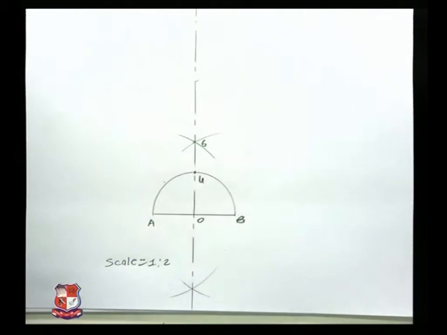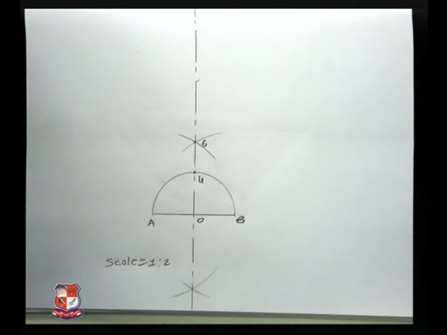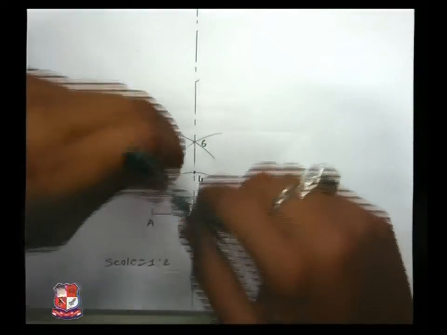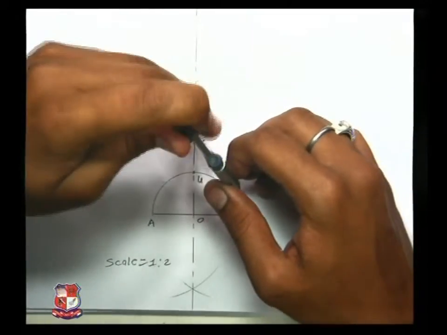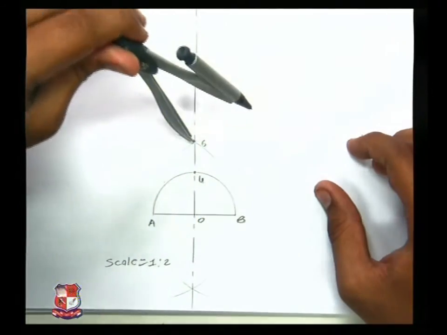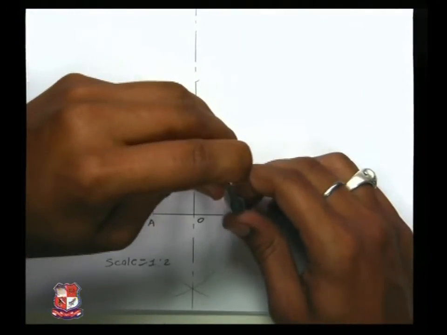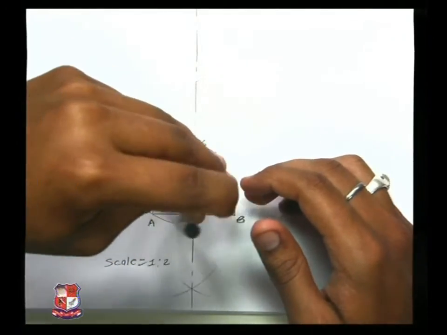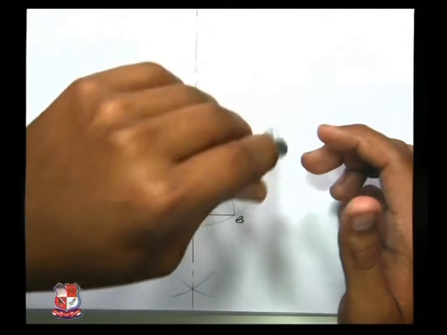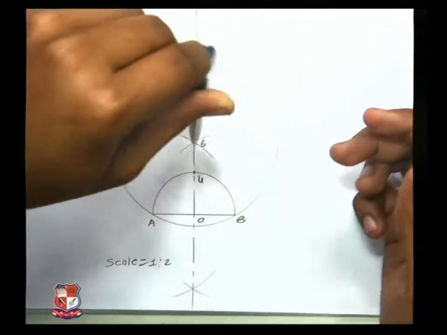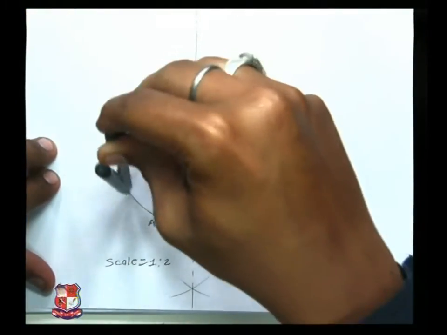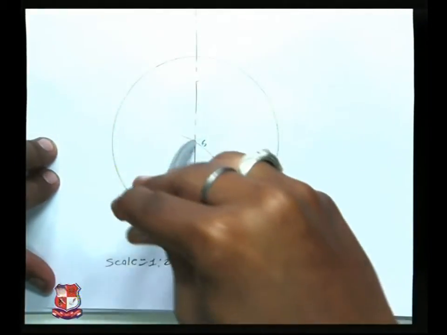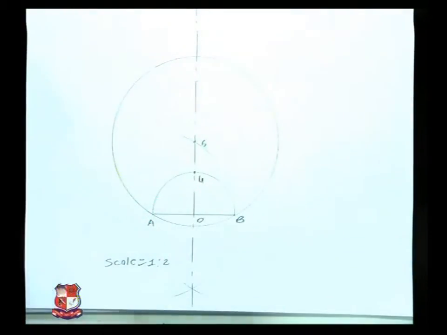Now we need to draw a hexagon. So what I am going to do, I will take 6 as center, 6B as radius, and draw a circle like this.